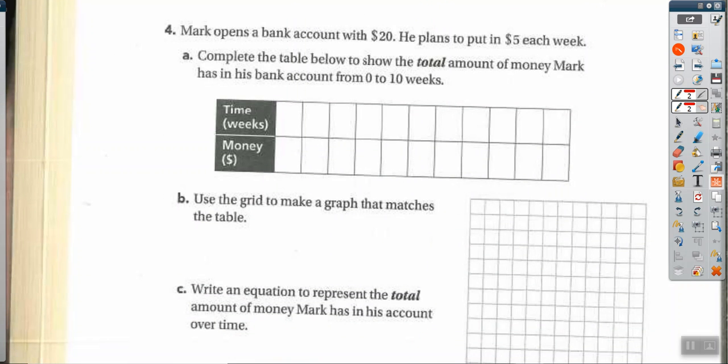Mark opens a bank account with $20. He plans to put $5 away each week. Okay, so we've always got to start at 0. All right, and we're starting with $20 because he said that he's starting with $20. We're adding $5 per week.